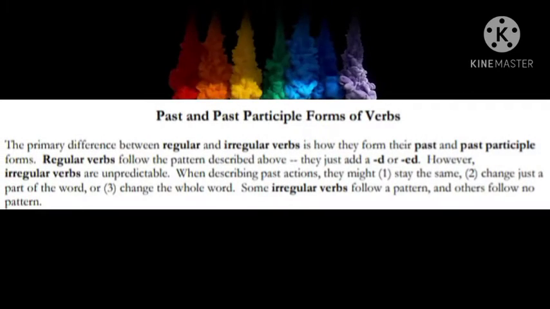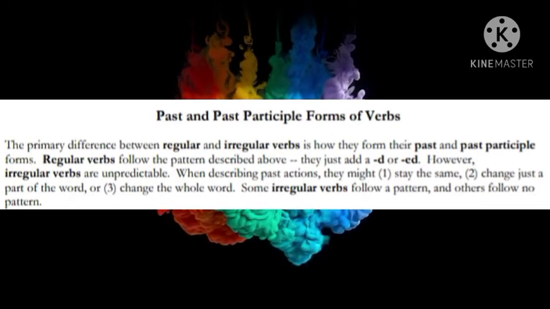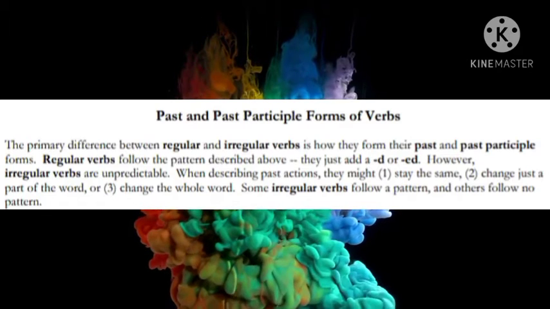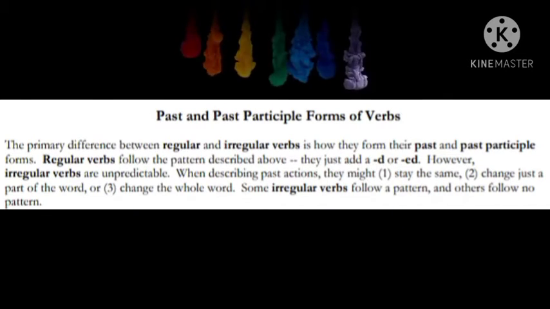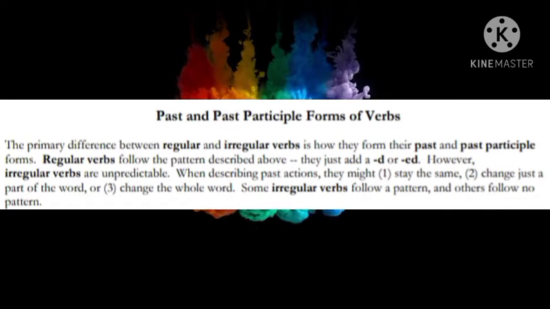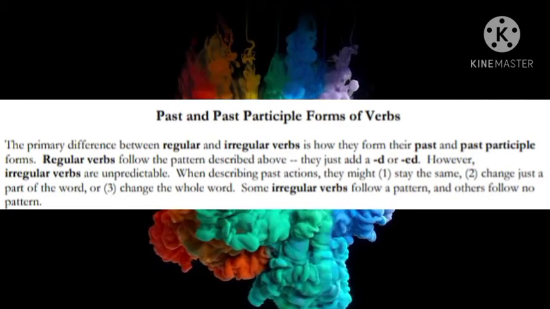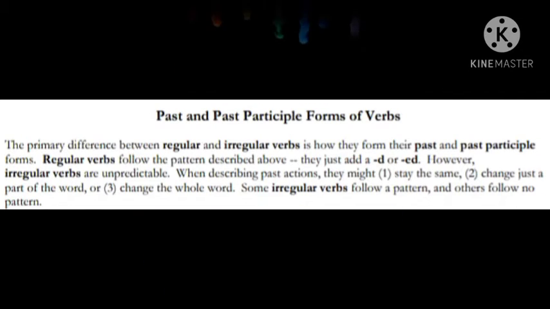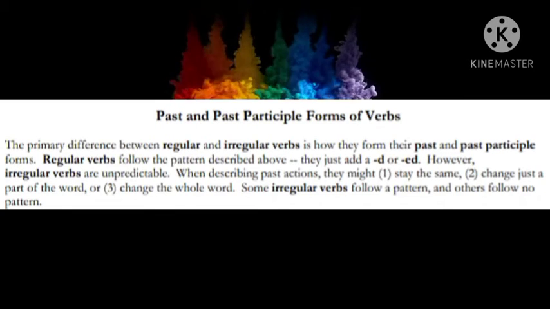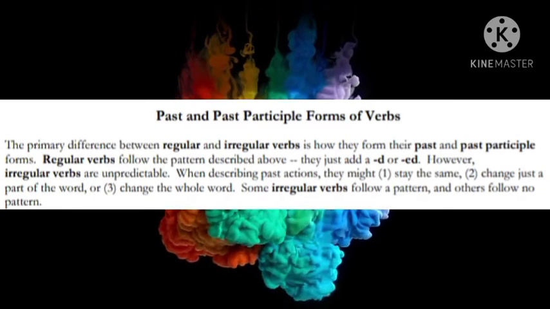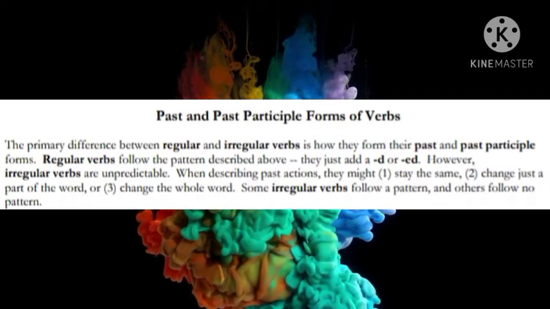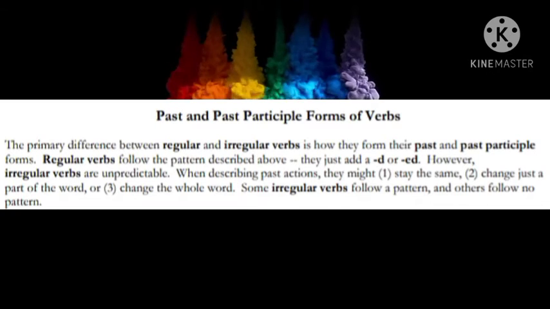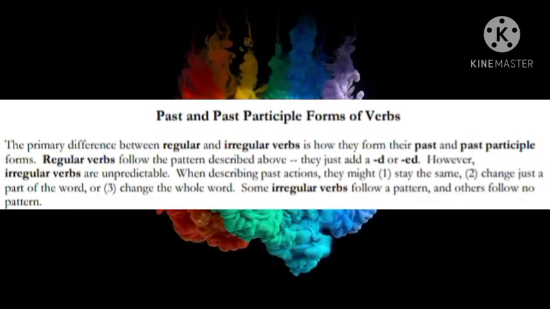Now, let's proceed to the past and past participle forms of verbs. The primary difference between regular and irregular verbs is how they form their past and past participle forms. Regular verbs follow the pattern described above. They just add d or ed. However, irregular verbs are unpredictable. When describing past actions, they might stay the same, change just a part of a word, or change the whole word. Some irregular verbs follow a pattern and others do not.